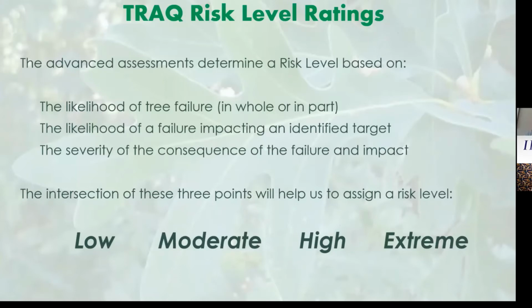What you end up with is a risk level based on the likelihood of the failure, combined with the likelihood of that failure impacting a target. What's a target? It's a person or property, right? And combined with the severity of the consequences of the failure impact. So where these three things intersect is where you come up with a risk level of low, moderate, high, and extreme.